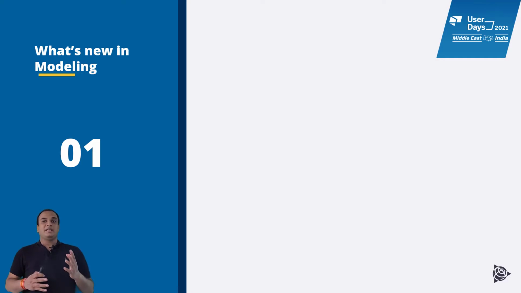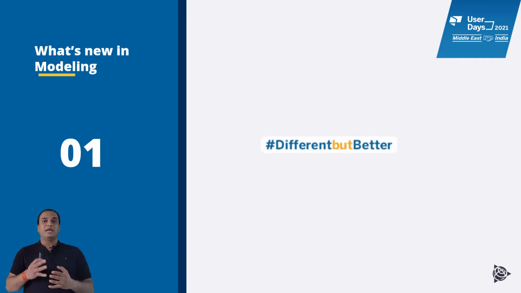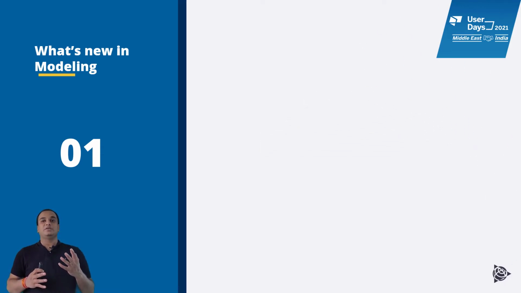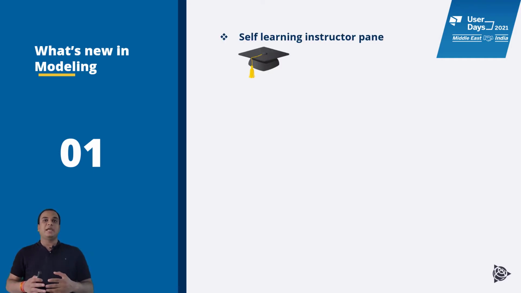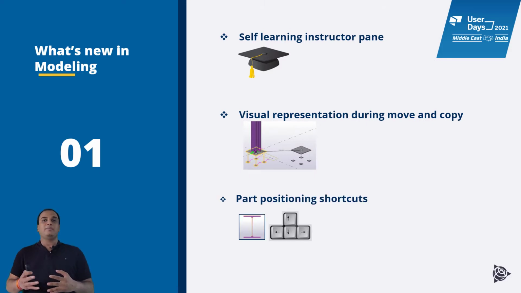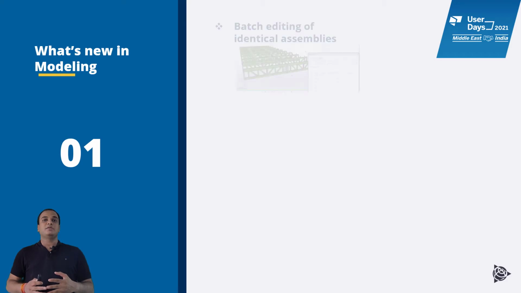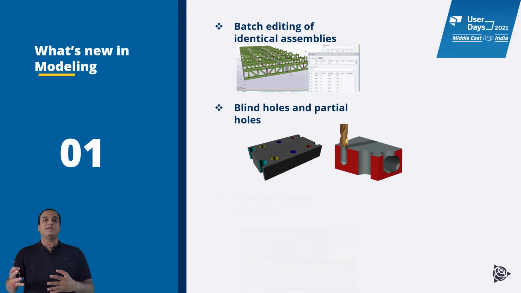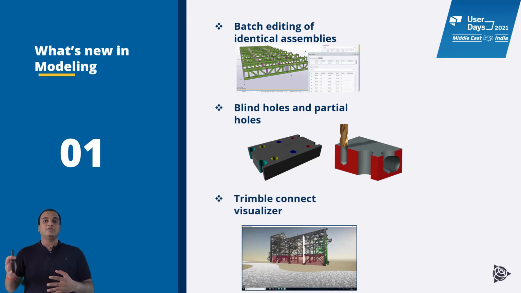Although modeling in Tekla Structures was already much faster, following our new tagline for Tekla Structures 2021, hashtag different but better, we came with several new features to make the modeling work easier. So here we are going to discuss some of those features like the instructor pane, visual representation during move and copy, part positioning shortcuts, the batch editing of identical assemblies, blind hole and partial hole, and the Trimble Connect visualizer.